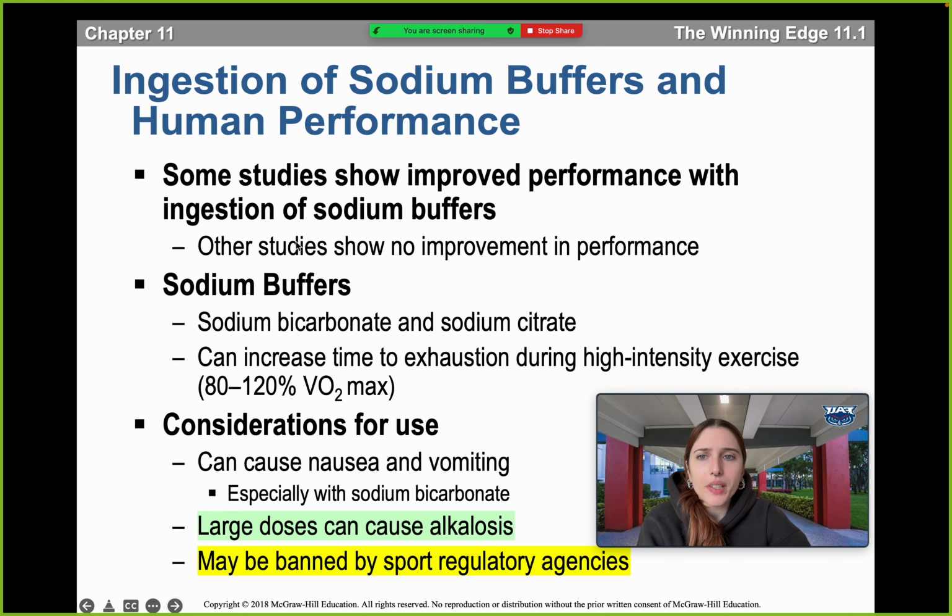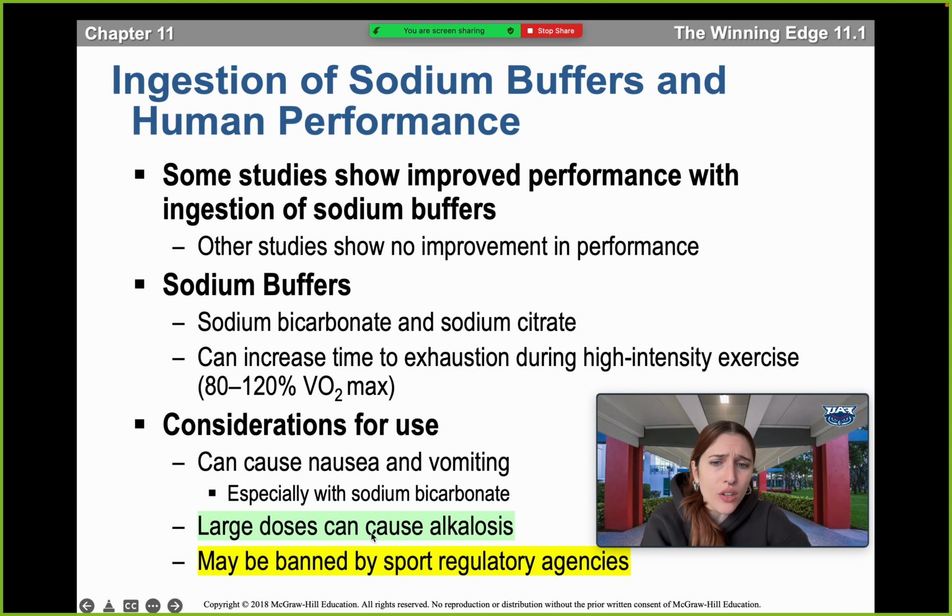So anyways, again, some studies show that you can have an effect. It can increase time to exhaustion during high intensity exercise. Again, why? Because that's when we're going to be needing the buffering capacity, when we're really pushing our limits, we're really challenging our pH. But like I said, there's quite a lot of side effects, especially nausea, vomiting, a lot of GI things. Large doses can cause alkalosis, so too far back in the other direction. Because obviously the reason you're trying to ingest buffers is to help deal with acidity and reduce acidity. But if you were to take too much, then you can go too far back the other way.